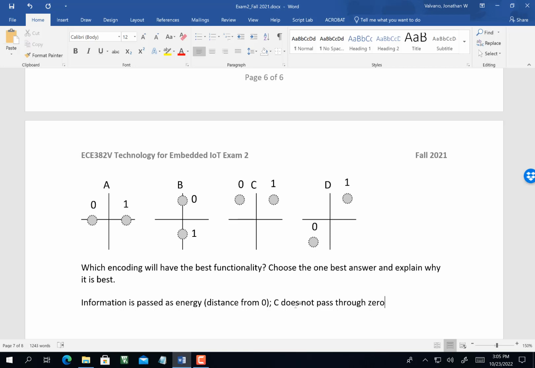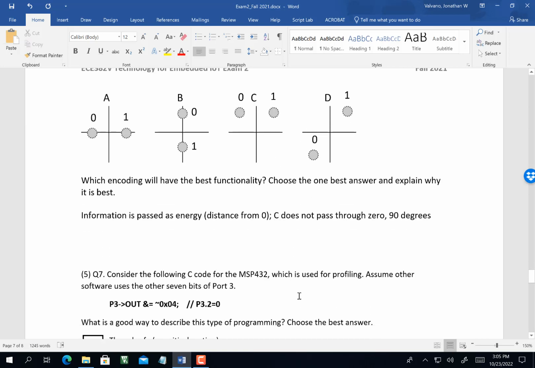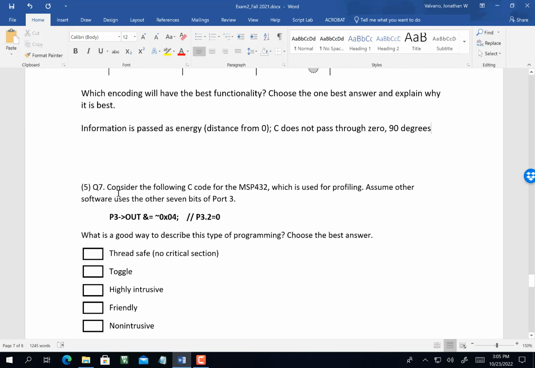C will give us the best. Now, the only downside, if you want a downside, is the actual difference in phase is less. All the other ones basically have a 180-degree phase shift, whereas C only has a 90-degree phase shift. But that's the disadvantage of C. But the advantage of not going through 0 largely outweighs it.